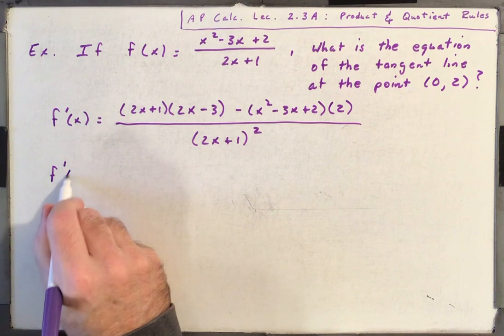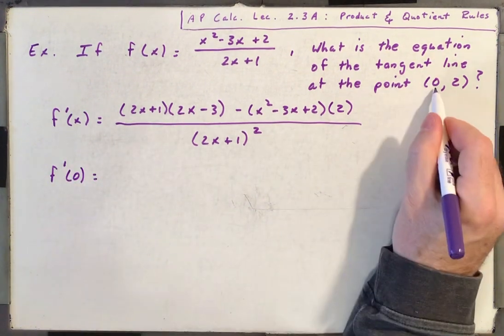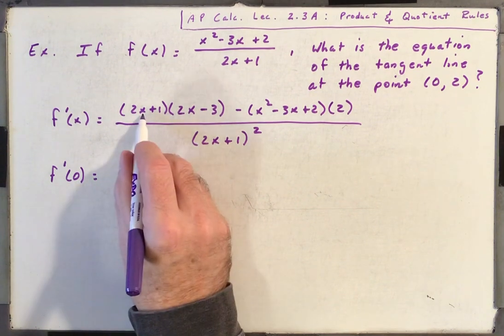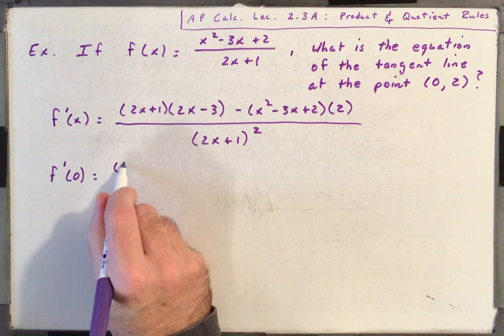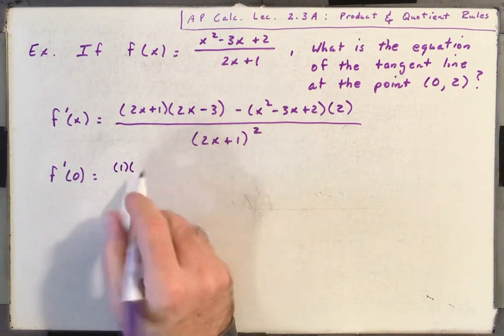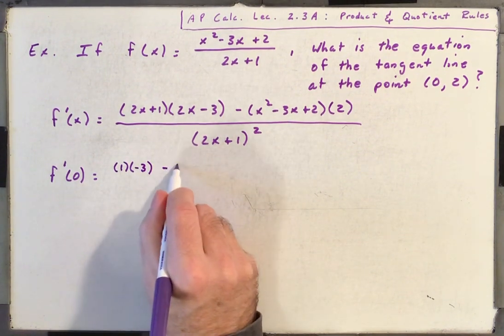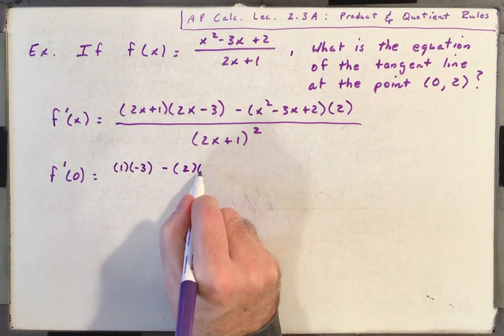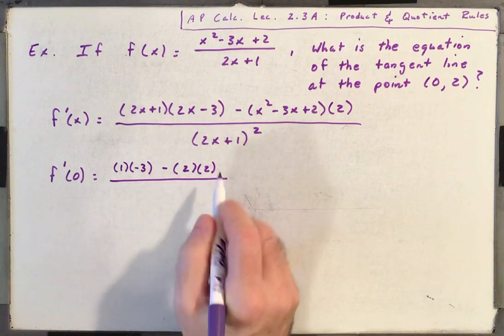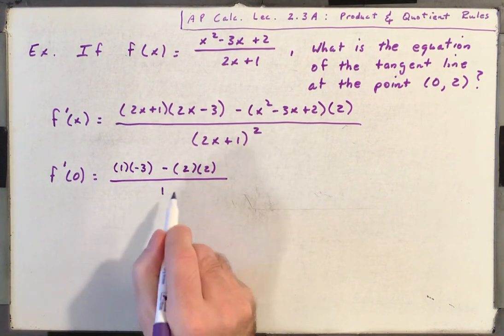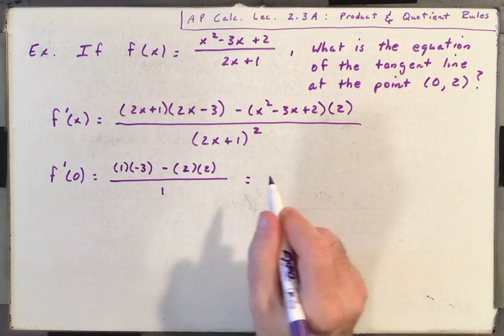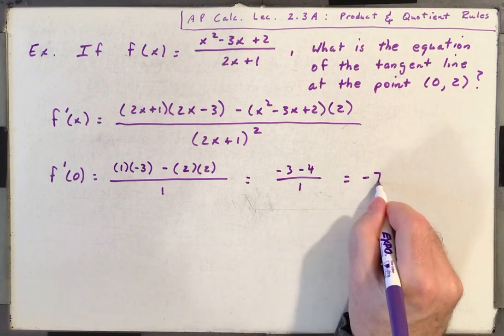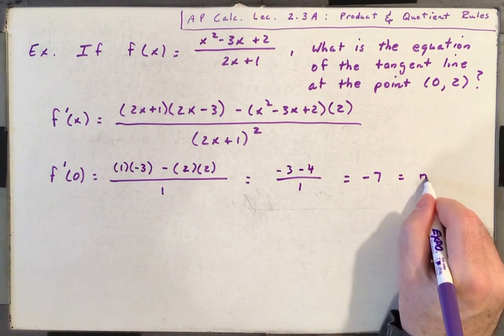So we need to get the slope by plugging in the x value into the derivative. Okay, so plug in 0 for x there, and that's going to be 1. And then 0 minus 3 is negative 3. 0 plus 2 times 2. Then plug in a 0 there, and you have 1 squared, which is just 1. So that's going to be negative 3 minus 4 over 1. That's negative 7, and that is equal to the slope.